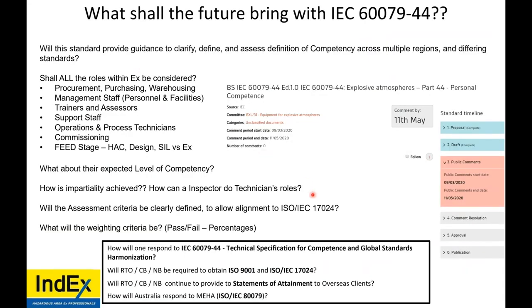So, what's currently happening within the industry? Well, there's a new standard that is coming, whether it be IEC, BSIEC, or ENIEC, 60079-44, personal competence. It seems that they are removing competence from other standards and amalgamating it into one. Right now, the draft was already completed and it's gone to public comments. So we could be looking at approval within a 1 to 2 year time frame. Would you say, Arpad?